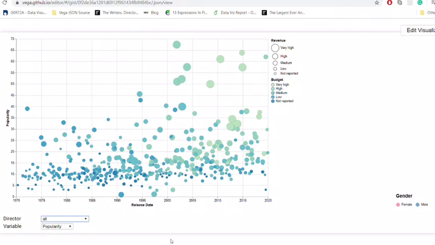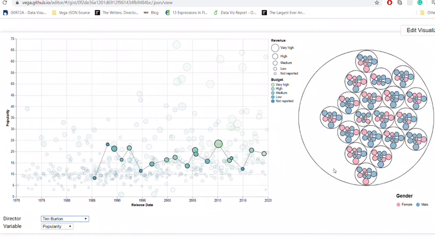To investigate this in detail, we came up with this other interactive visualization that corresponds to a scatter plot combined with a packed circles visual. It is intended to show the details of the movies for a given director in terms of the roles given to the actors and actresses and the other variables in the dataset.